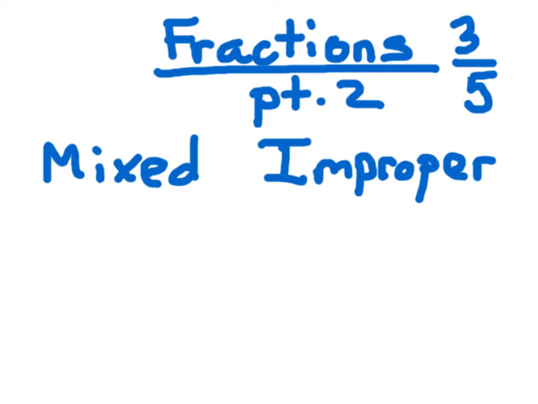And in a regular fraction, the numerator, the top number, is always smaller than the denominator, the bottom number. So 3 is obviously smaller than 5. So this is our regular fraction, 3 over 5.